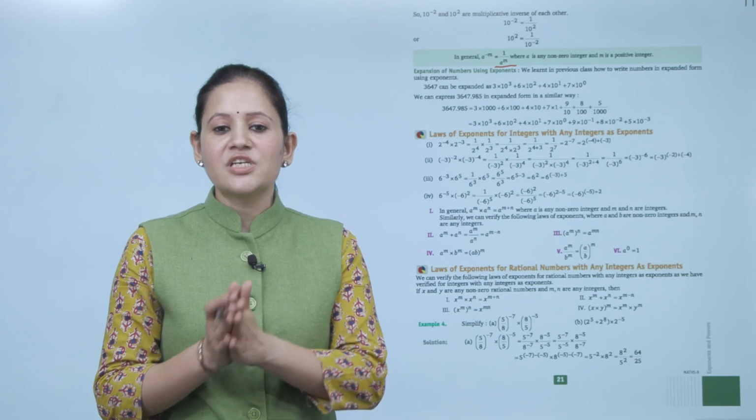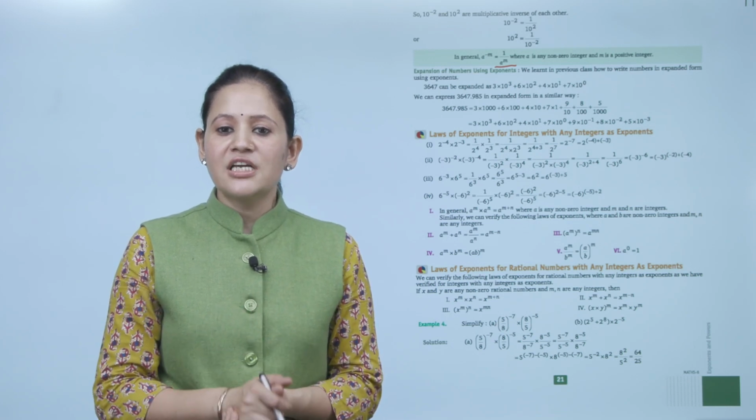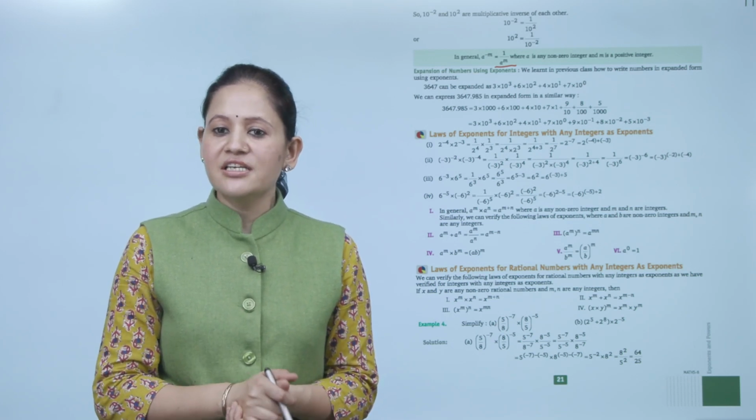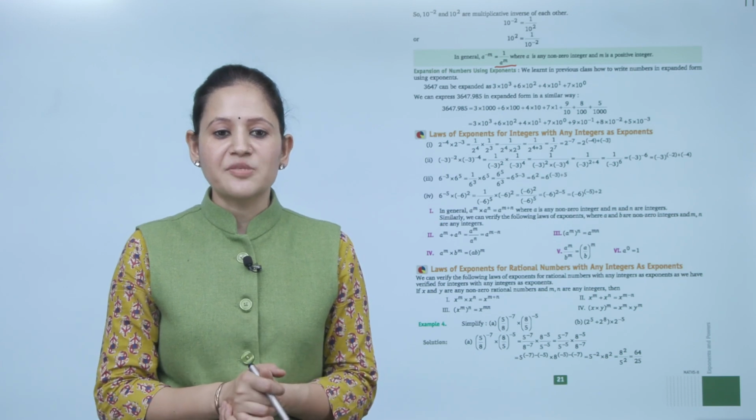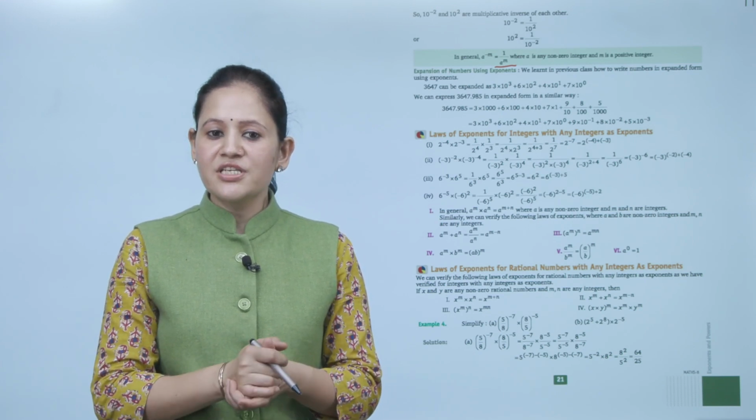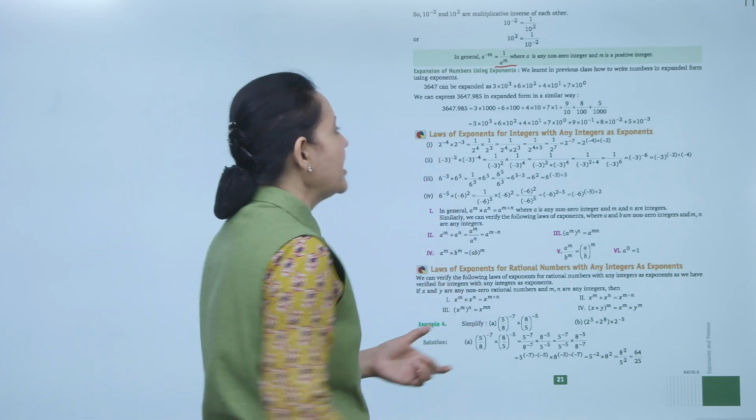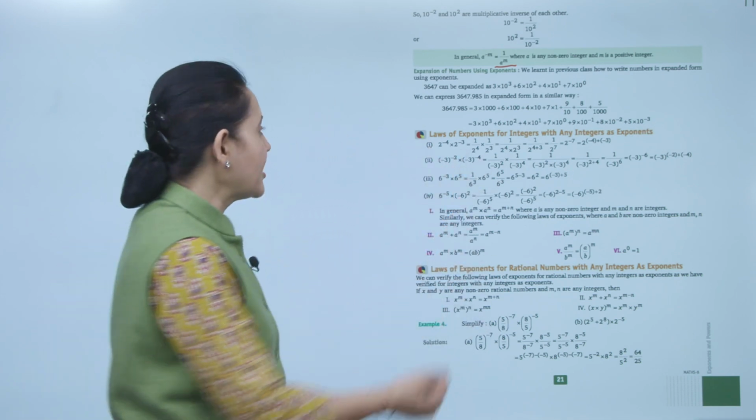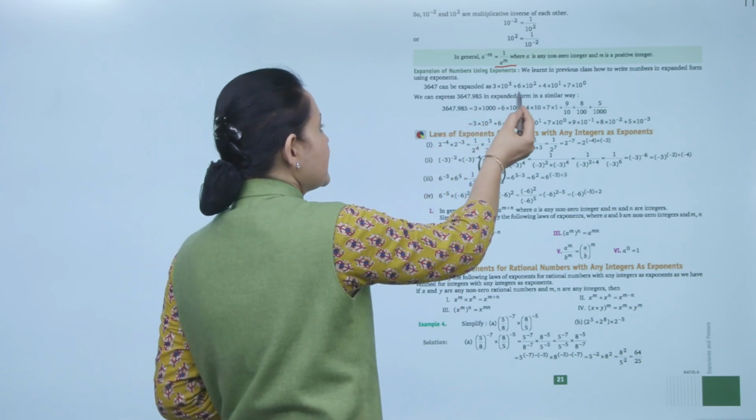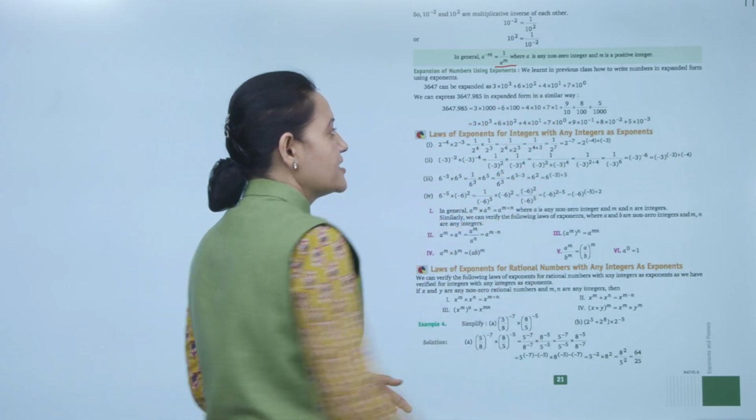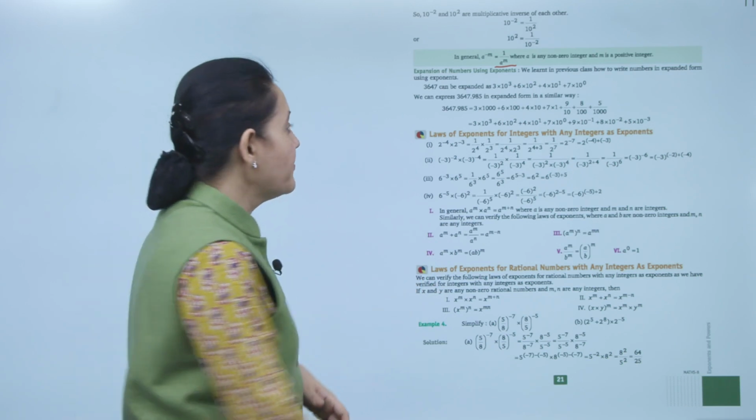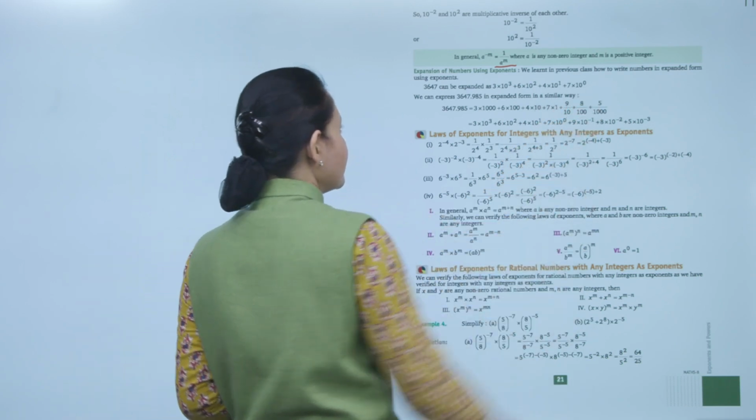Expansion of a number using exponents. We learned in the previous class how to write a number in expanded form using the exponent. 3647 can be expanded as, at the position of 3000, 3 into 1000, or we can write 3 into 10 to the power 3 plus 6 into 10 to the power 2 plus 4 into 10 to the power 1 and 7 into 10 to the power 0.